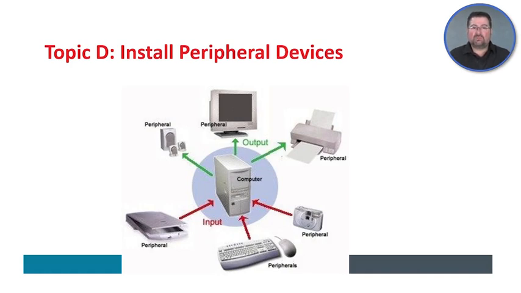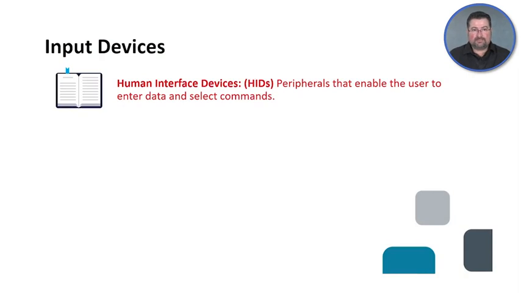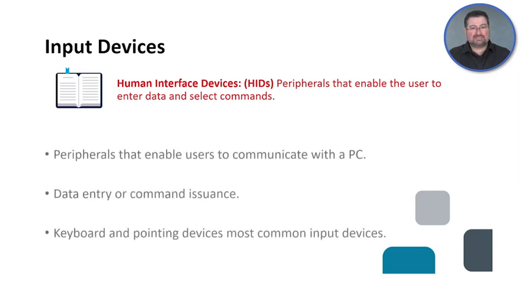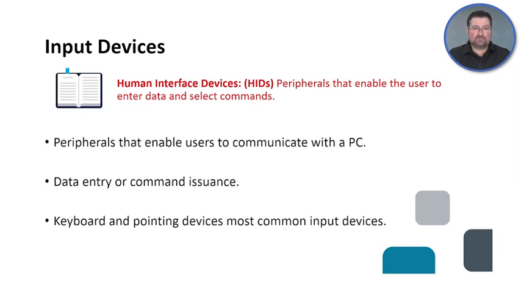This is install peripheral devices. So I'm sure everybody in here has had a chance to install some type of device. Usually it's a printer, or you're just putting a keyboard or something connecting to the machine. So a human interface device, HIDs, is any type of peripheral that enables a user to enter data and select commands to a computer. This is going to be the most common one you're ever going to use: keyboards.